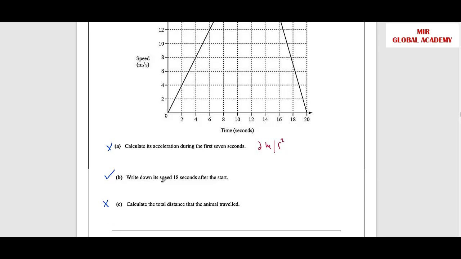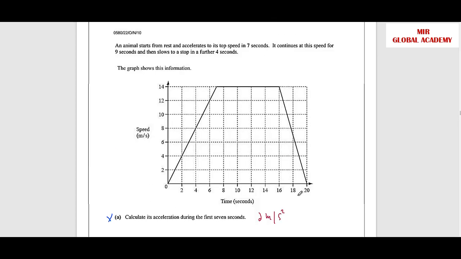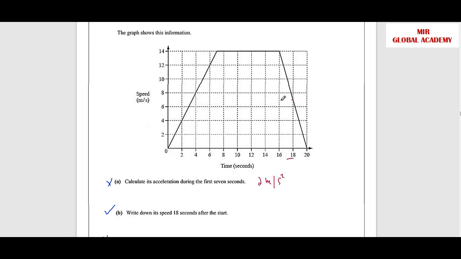Write down its speed 18 seconds after the start. This is 18 seconds, and the speed at this time is this one. We don't know exactly what this speed is. Maybe some of you may guess it is 7. It may be or it may not be. Let's find this speed accurately.